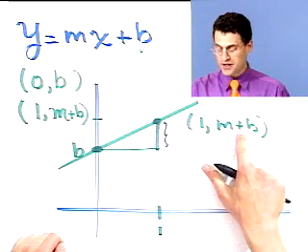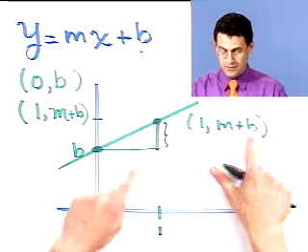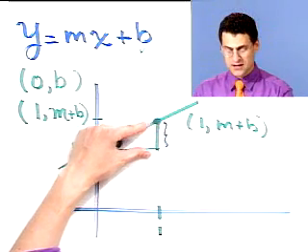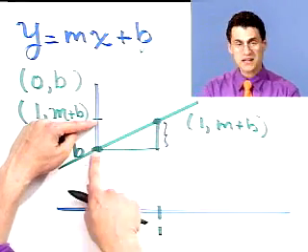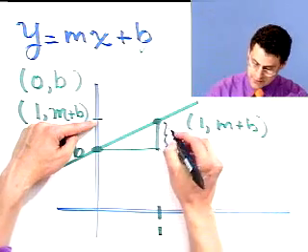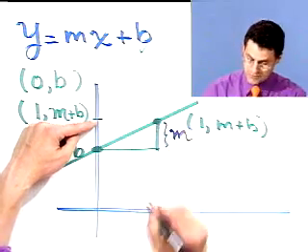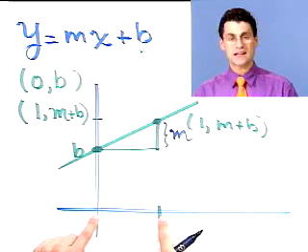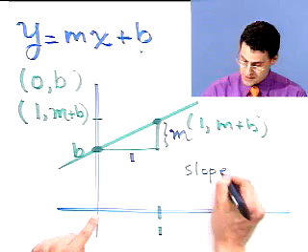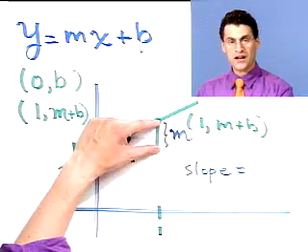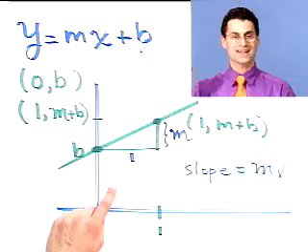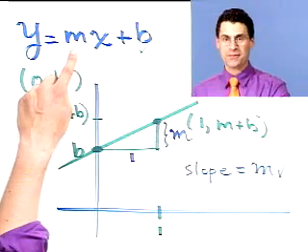That's m plus b minus b. So this little difference here is just m plus b minus b. But what's m plus b minus b? That's just m. And what's the run? The run is exactly 1. So what's the slope? The slope equals rise over run. That's m over 1, or m. Voila! In fact, that's the slope, just like I promised you.